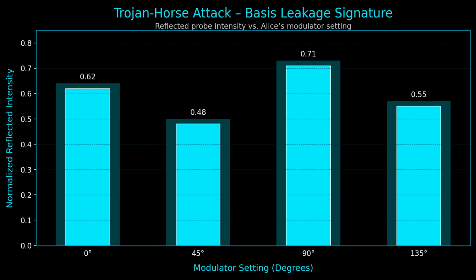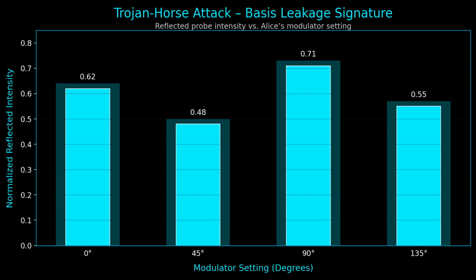The values on the graph, numbers like 0.62, 0.48, 0.71, and 0.55, represent the normalized reflected intensity of Eve's probe light. Normalized simply means we've scaled the measured optical power to a range between 0 and 1, where 1 would be the strongest possible reflection and 0 would be no reflection at all. So a value like 0.71 means the reflected probe returns with 71% of the maximum detectable intensity, while a value like 0.48 means only 48% returns.